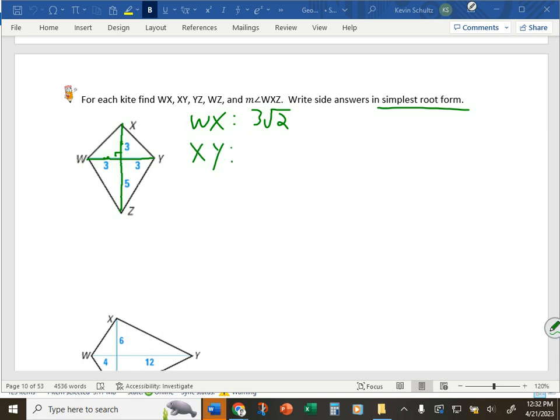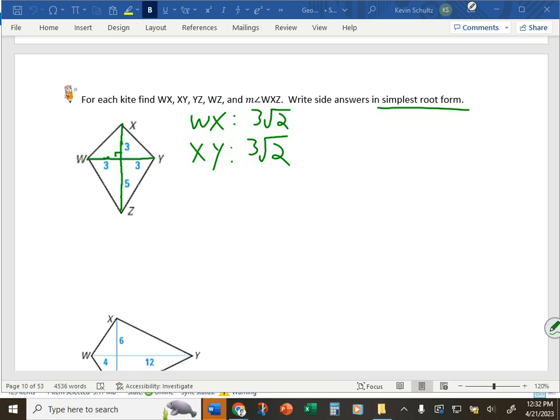3 root 2. Why would XY also be 3 root 2? Because it's a 45, 45, 90 triangle. It's got the same legs as the other right triangle we just worked with. And what do we know about a kite and this pair of sides? They're congruent. So if WX is 3 root 2, then XY is 3 root 2 as well.